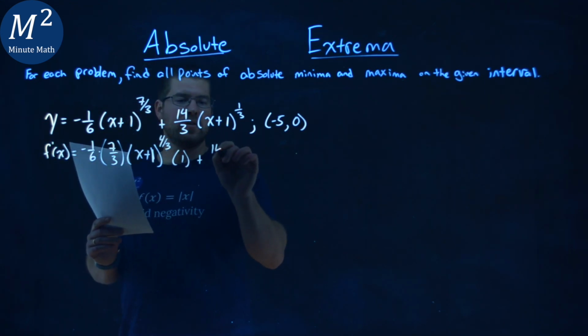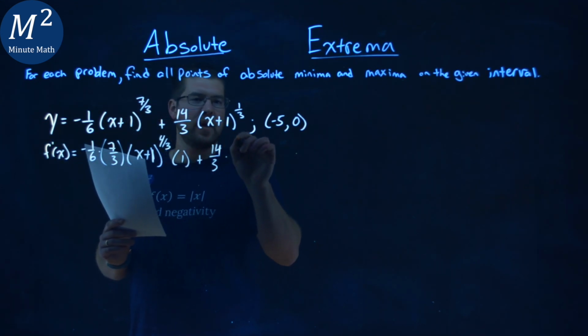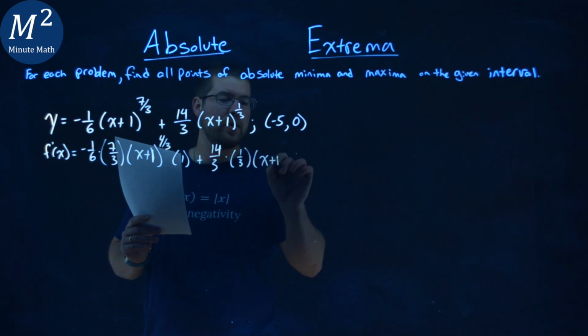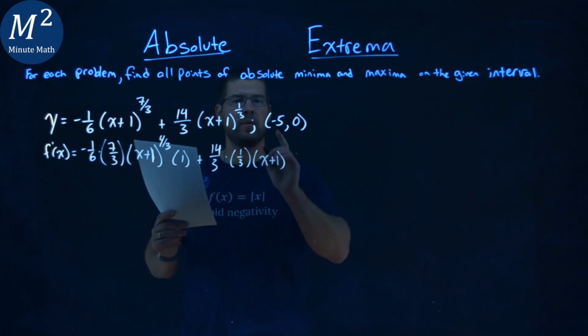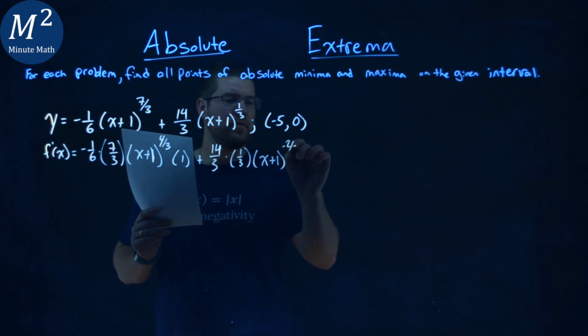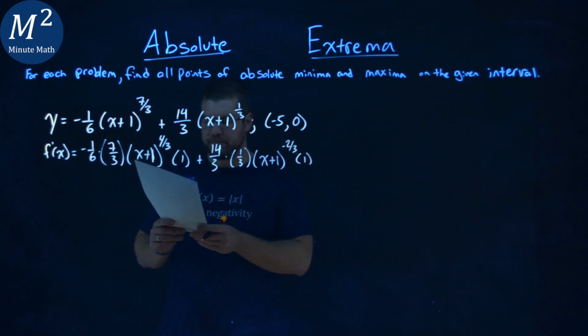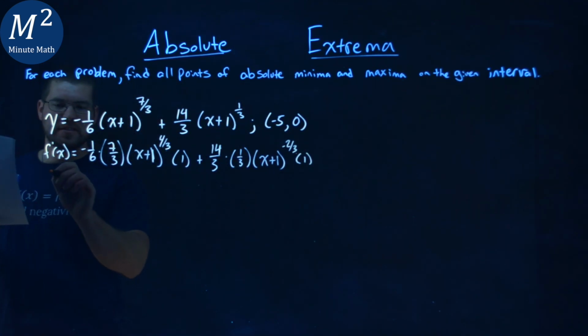Plus 14/3 times, exponent comes down, a 1/3. The inside is an x plus 1. The exponent gets subtracted by 1, and 1/3 minus 1 is a negative 2/3. And multiply by the derivative inside, which is just a 1. From there, let's simplify what we can.